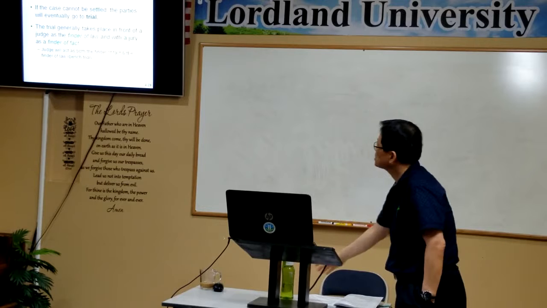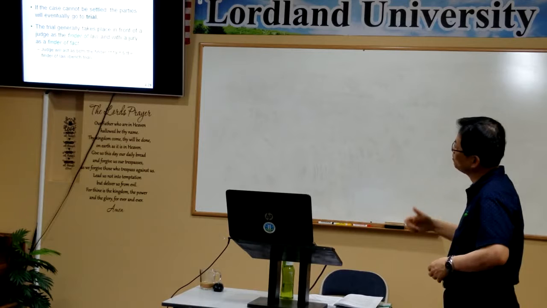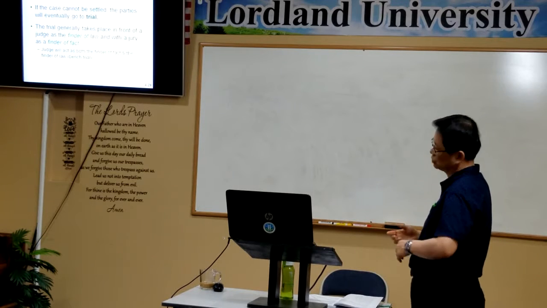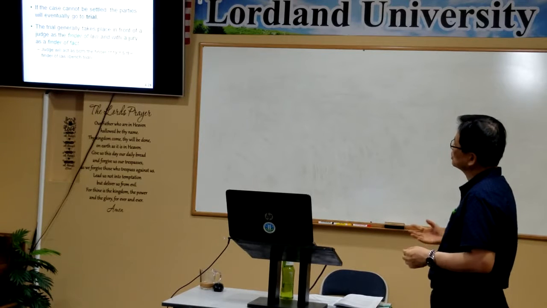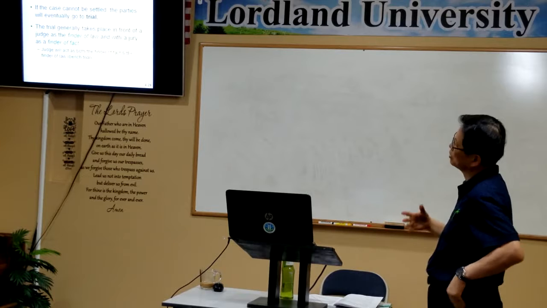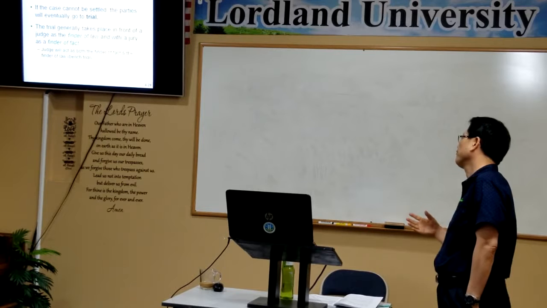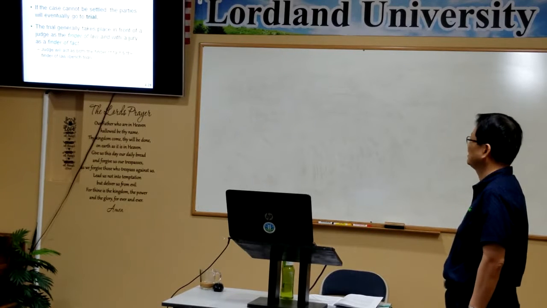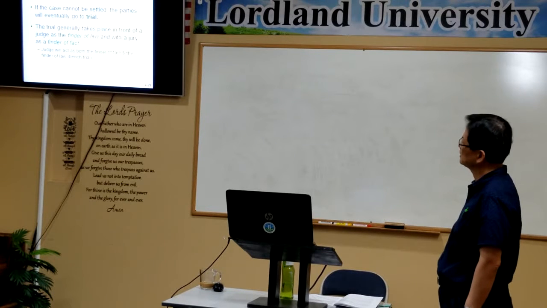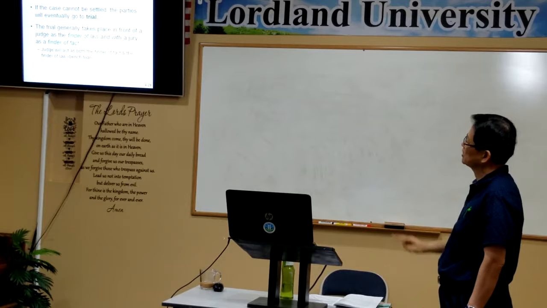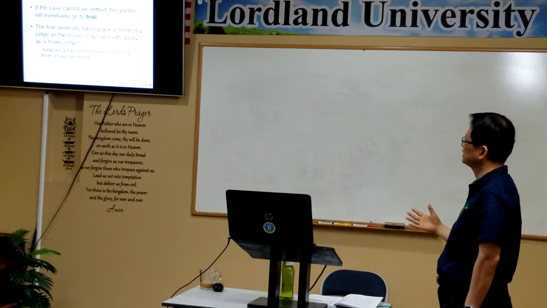If the case cannot be settled during the pre-trial conferences, the parties will eventually go to trial. The trial generally takes place in front of the judge, as a judge is a law finder, and in front of the jury. Jury is a fact finder. There are two functions, fact finder and law finder.